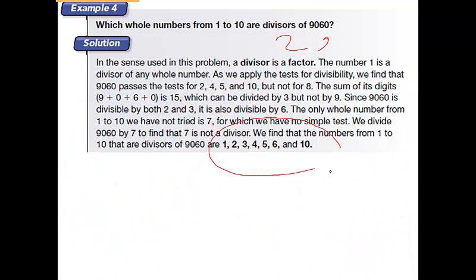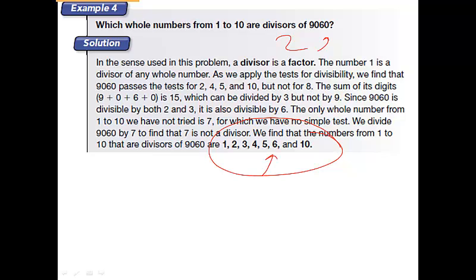This is what you should have come up with right here. Number 1 is a divisor, of course. And we find that 9060 passes the test for 2, 4, 5, and 10, but it doesn't for 8. The sum of its digits equals 15, which can be divided by 3, but not by 9. And since 9060 is divisible by both 2 and 3, we can include 6, by the rule for 6.